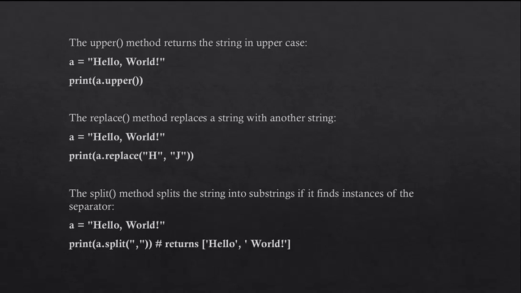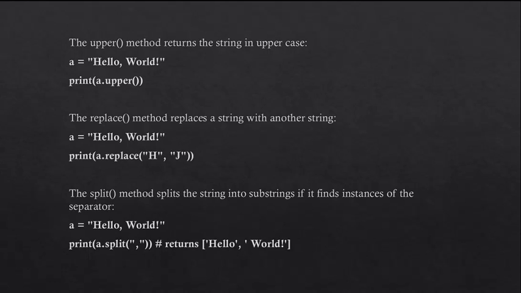And now we have the replace method. This will include two arguments: the word we want to replace, and the next word we want to replace it with. It replaces a string with another string. A is equal to "hello world", and we print a dot replace with dot notation. H will be replaced with j. Don't forget, the first argument is the word, and the next argument is the word we want to replace it with.